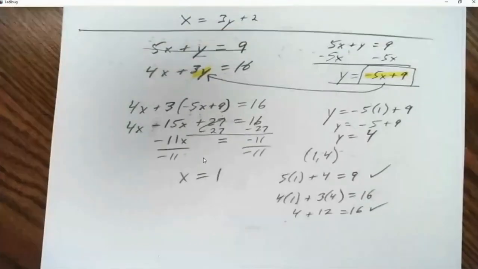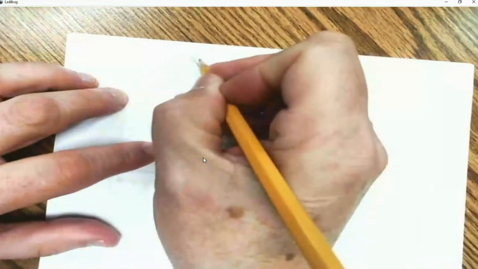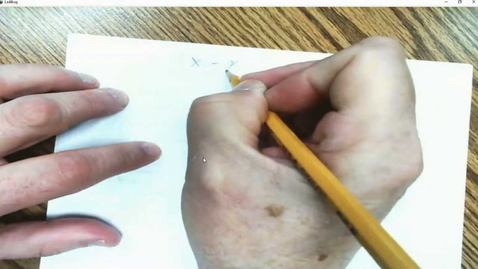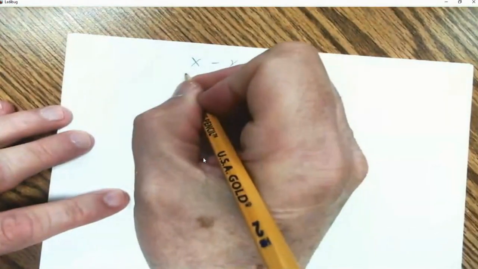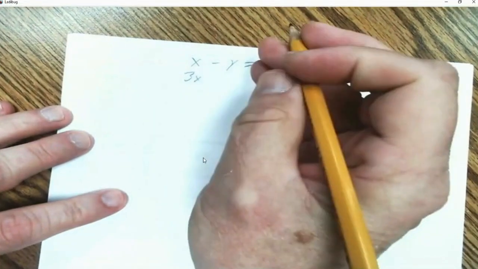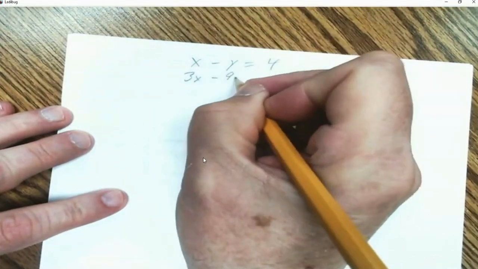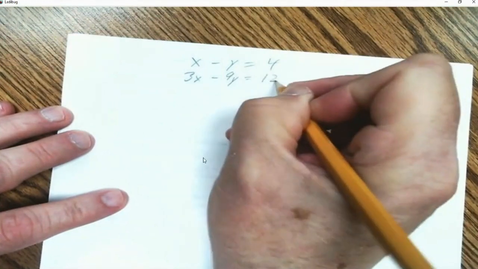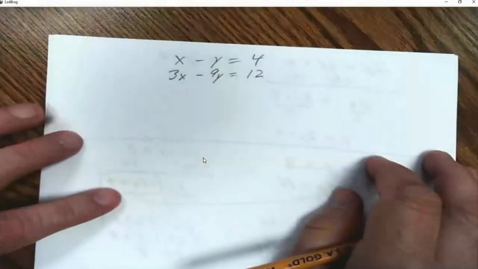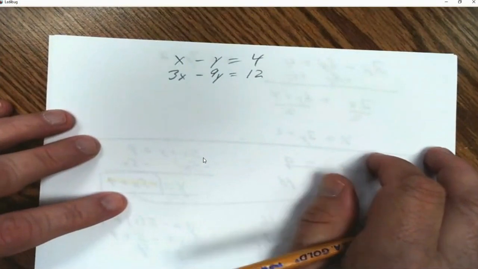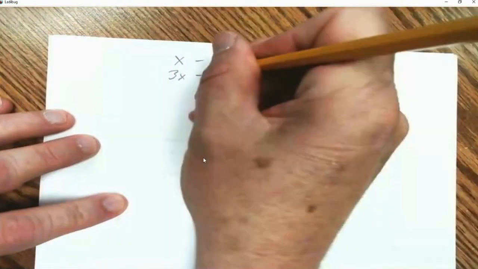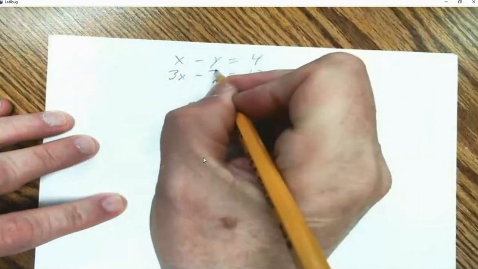So I'm gonna put another equation up here for us to work. So I'm gonna say x minus y equals 4. Okay, and then I'm going to say 3x minus 9y equals 12. I'll say, okay, we're going to solve this system of equations. Oh, wait, no, this is going to be 3y. I did that wrong. 3x minus 3y.